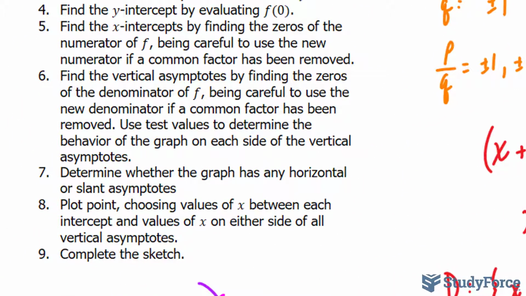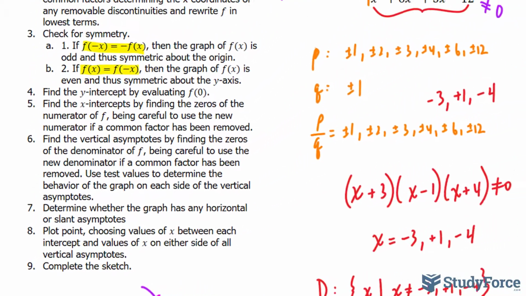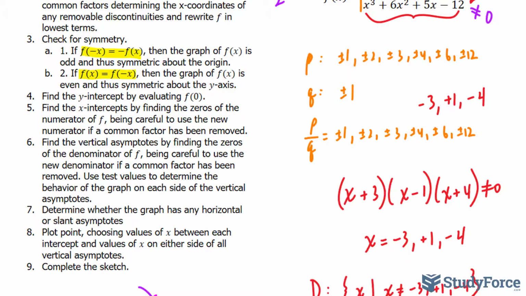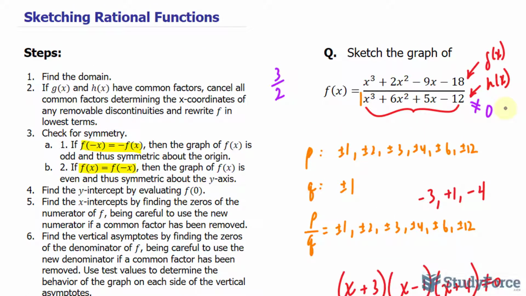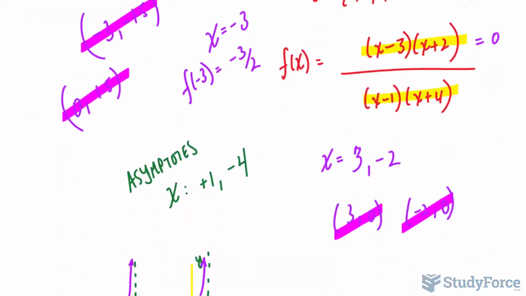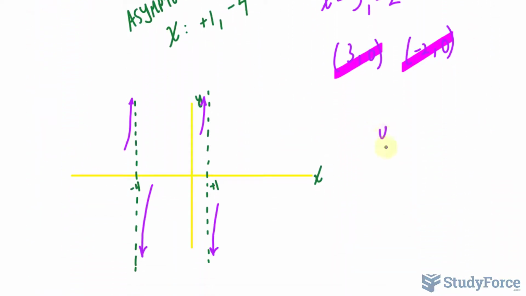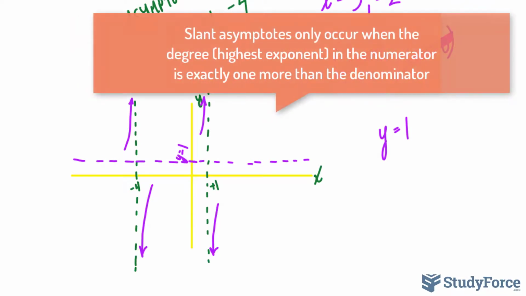Determine whether the graph has any horizontal or slant asymptotes. Remember what determines horizontal asymptotes. That's if the denominator degree is higher than that of the numerator. In this case, they're both the same. So what you do is you take the coefficient of the highest degree here and the coefficient of the highest degree here and divide them. And dividing 1 by 1 gives you 1. So we should have a horizontal asymptote where y is equal to 1. Let me mark that down here. Another thing to mention, we will not have any slant asymptotes because the highest degrees are equal.